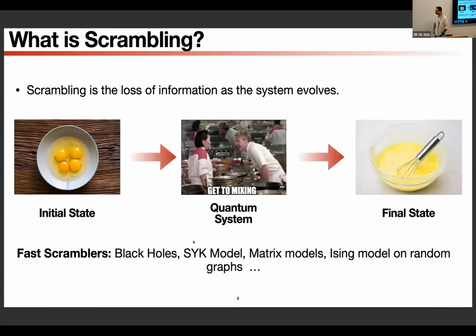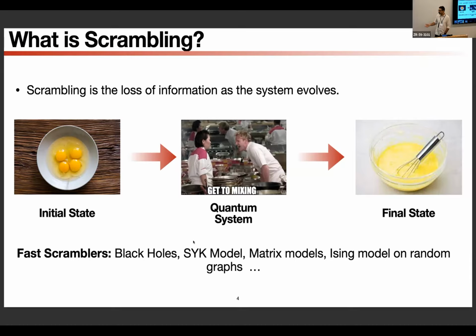So I've been calling it scrambling, but what is scrambling? There are many different complicated definitions of scrambling, but the way I like to think about it is the loss of information as the system evolves through time. A nice way of visualizing this is that you can imagine your initial system by just cracking a couple of eggs in a bowl. Everything is nicely identifiable, and then you give this to your favorite quantum chef or your quantum system, which literally scrambles it around. In the end, you have a homogeneous mixture where all the information about your initial system is lost and irrecoverable.